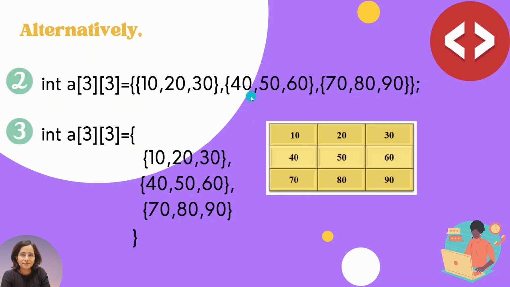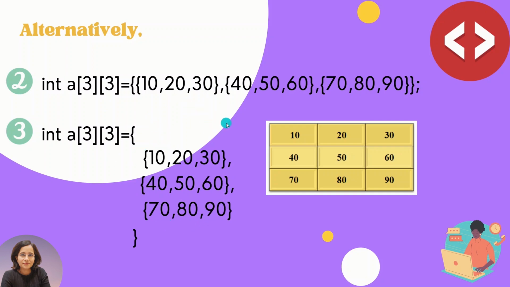This type of initialization makes use of nested braces. Each set of inner braces represents one row. So in this example there are a total of 3 rows, so there are 3 sets of inner braces. Alternatively, we can write it in matrix pattern too.